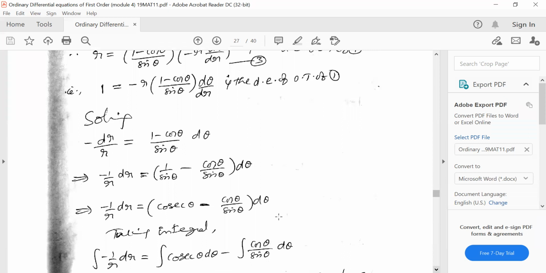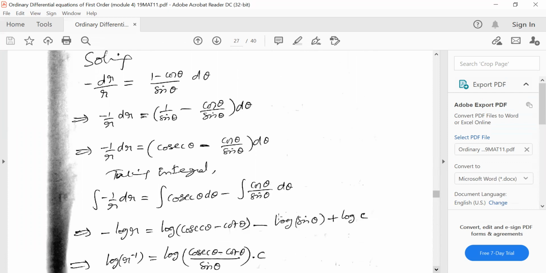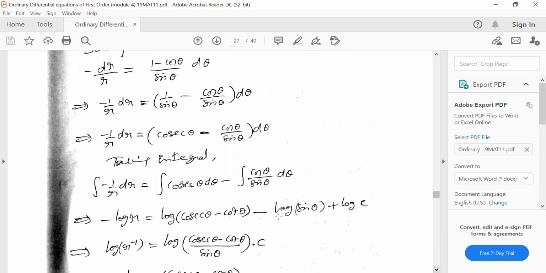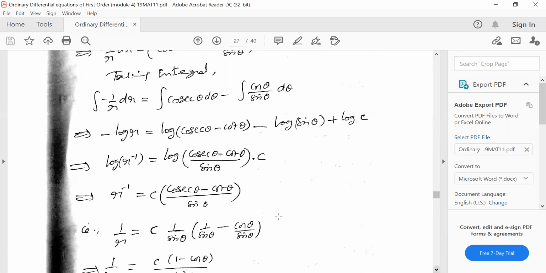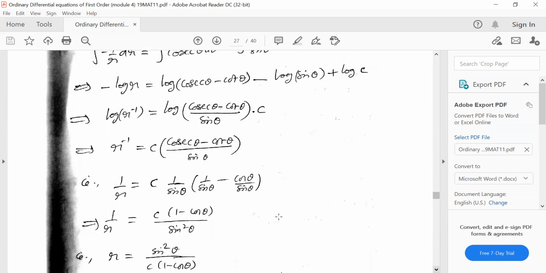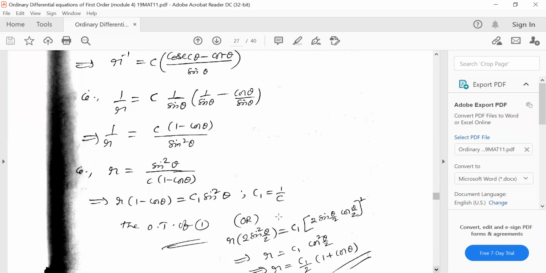Then directly integrate it. C1 by r dr, we got cosecant theta minus tan theta. So the integral of that is the integral of cosecant theta minus the integral of cot theta we got. Integral of cosecant is log of cosecant minus cot. Then integral of cot is log of sine theta, right? So after doing the integration, write the answer in terms of r, theta and the constant parameter. So this gives us the solution. This is the orthogonal trajectory of the given curve.